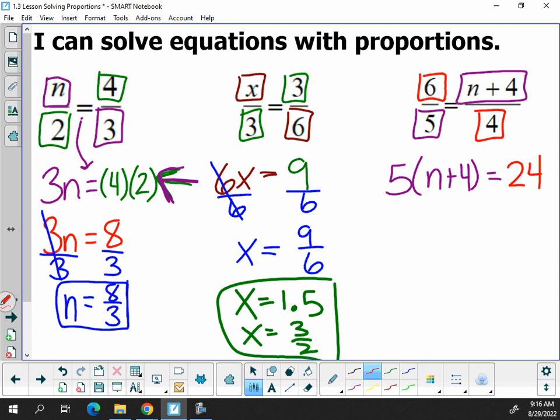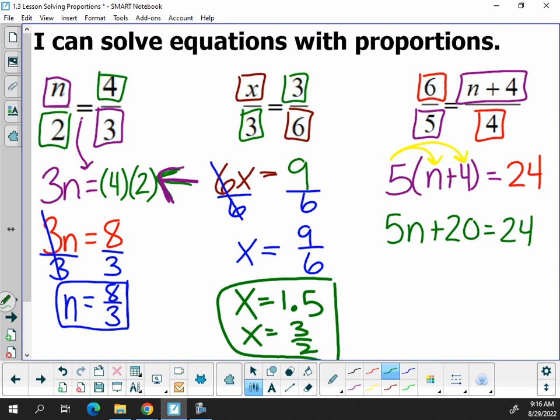And so hopefully you recognize here, and if you don't, I'm going to tell you right now that we need to do the distributive property. So I need to actually multiply 5 by both of these things. So 5 times n is 5n, and 5 times positive 4 is 20.